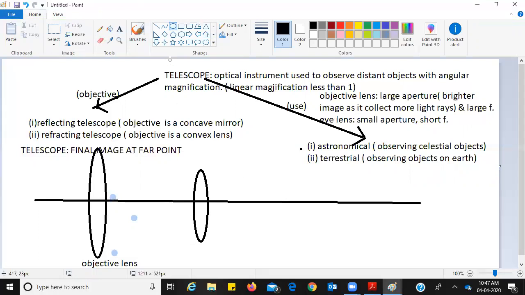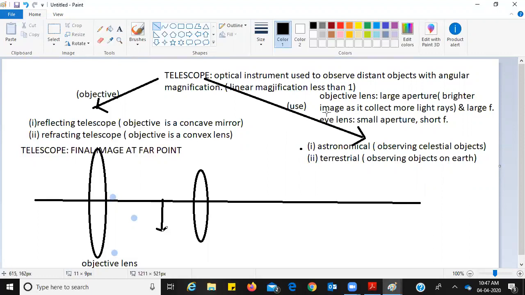Here also it's easier to draw if you keep the image first. I'm keeping the image first, drawing close to the eye lens. Why? Because the object is from infinity, so the image is formed at the focus of the objective.